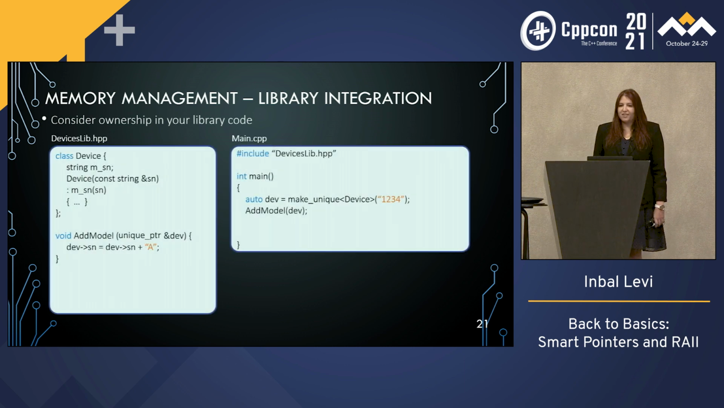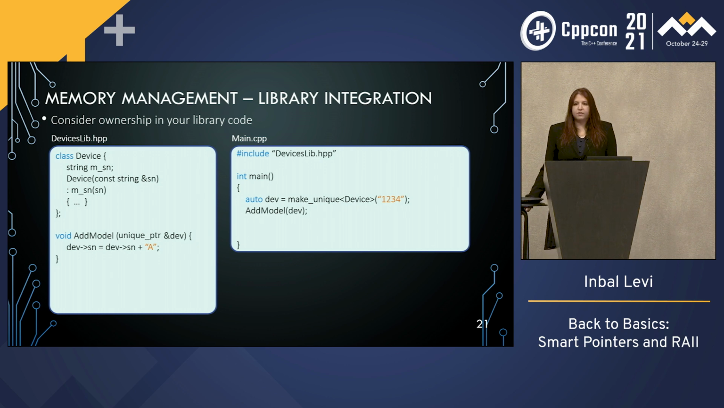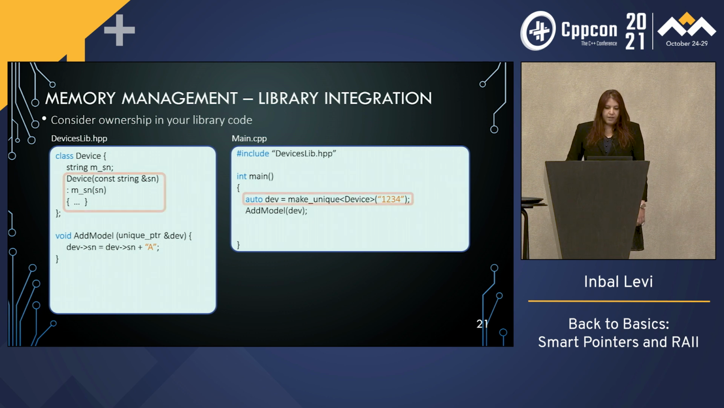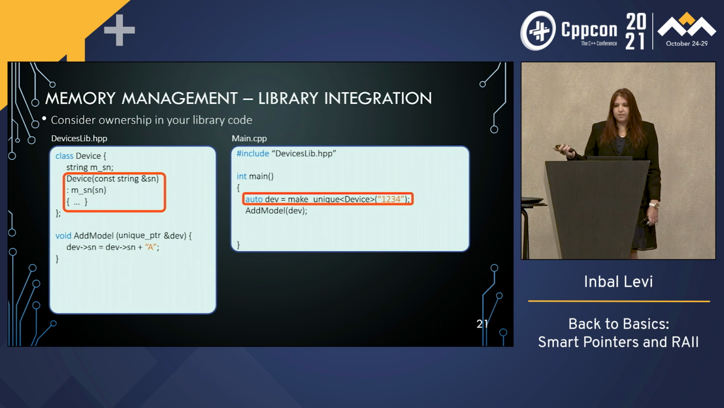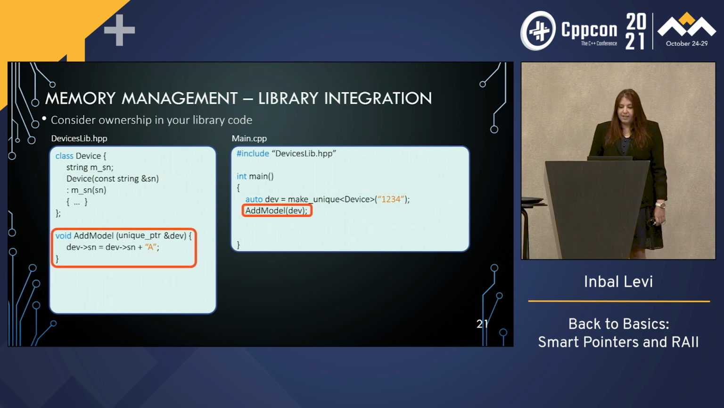So now, as I promised, let's look at how we really want to use shared pointers with a library. For example, the interaction of user code with a library with shared pointers. So I have a device here. It gets a string, which is the serial number, as we saw before. And I allocate a make unique pointer of that device. And now I call this function called addModule, and I use it correctly. I pass it by reference, as we saw before. And I want to add this to my existing serial number that is representing the model.